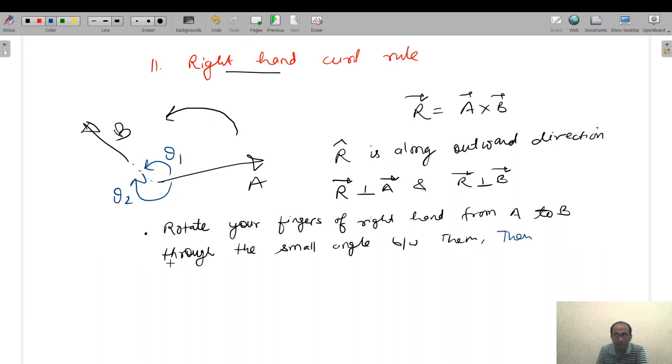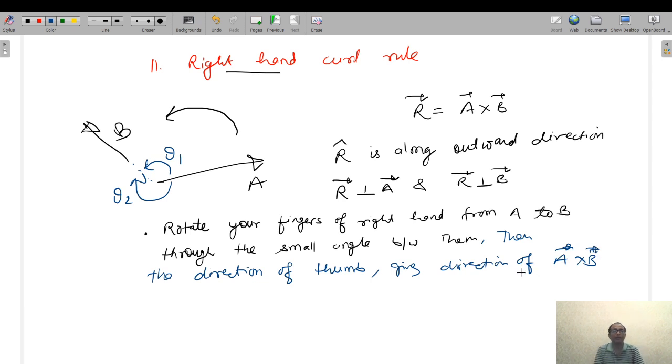Then the direction of the thumb gives the direction of A cross B, right? So these are two different ways by which we can find out the direction of this cross product, okay?